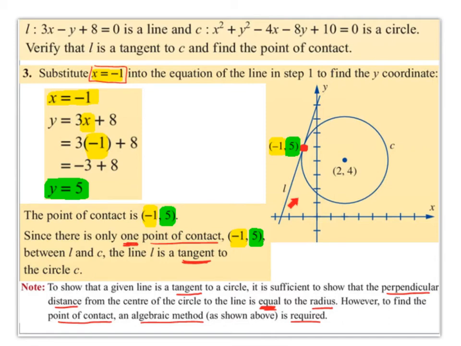Note, to show that a given line is a tangent to a circle, it is sufficient to show that the perpendicular distance from the centre of the circle to the line is equal to the radius. However, to find the point of contact, an algebraic method as shown above is required. So using the perpendicular distance formula is a much shorter, quicker method, but it does not give us the point of contact. And in other videos you will see the perpendicular distance method.